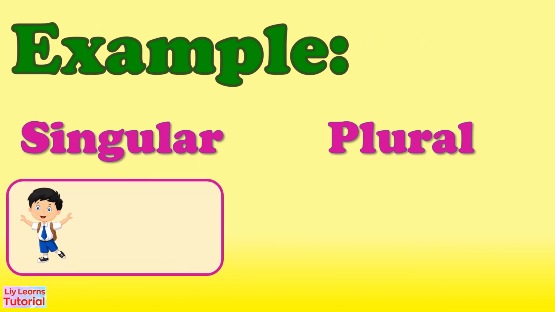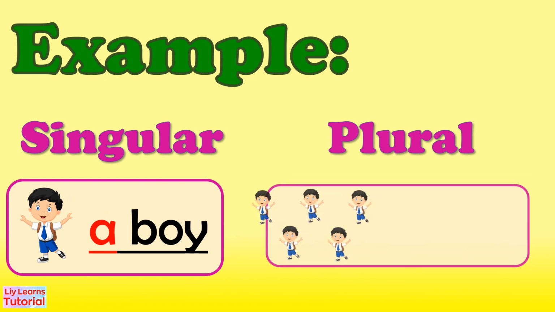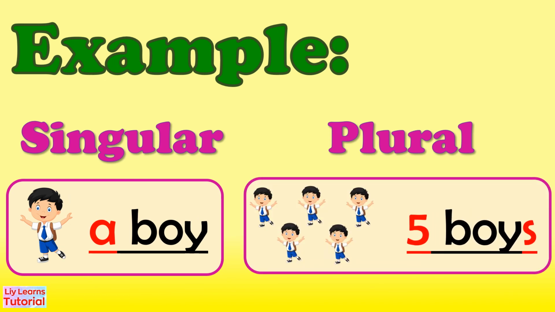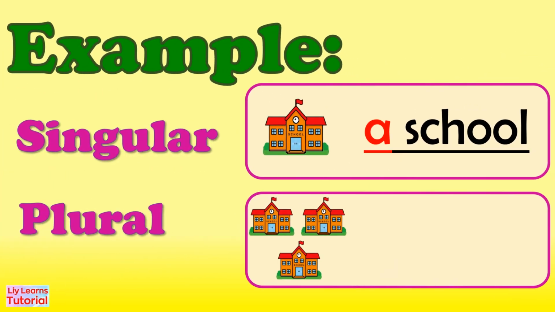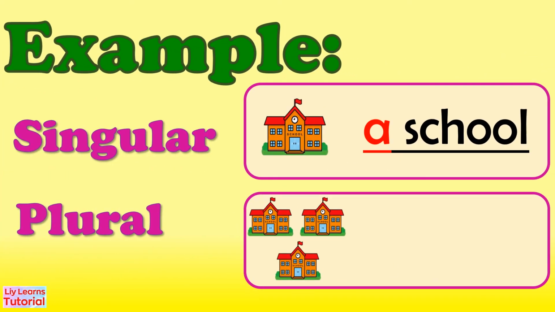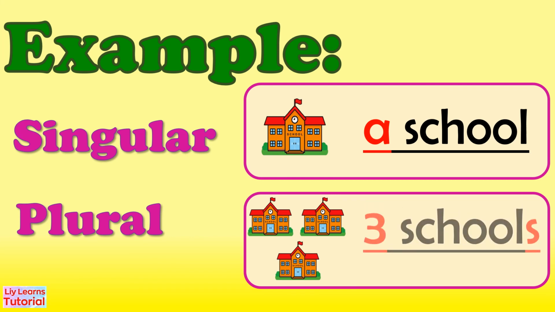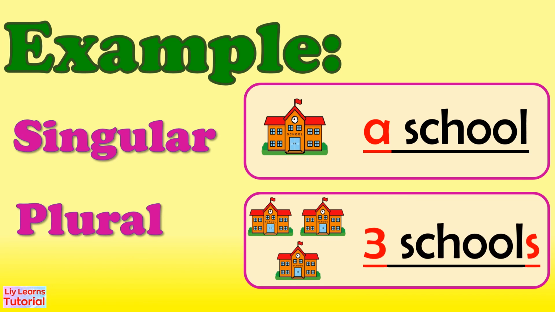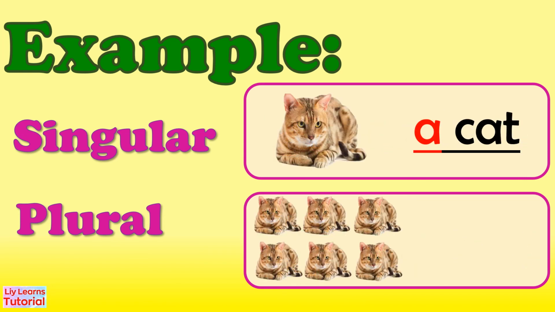Singular form, a boy. Plural form, 5 boys. Let's focus on plural form. We see 3 schools, so we will write 3 schools. The plural form of a cat is 6 cats.